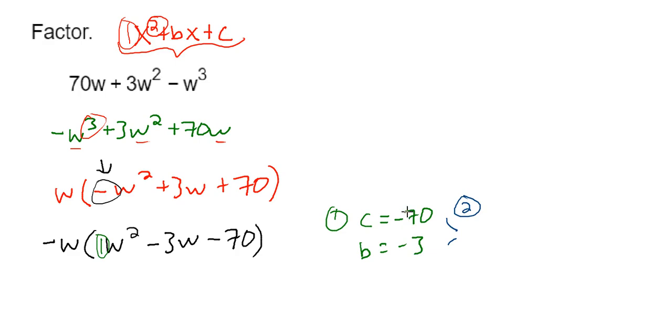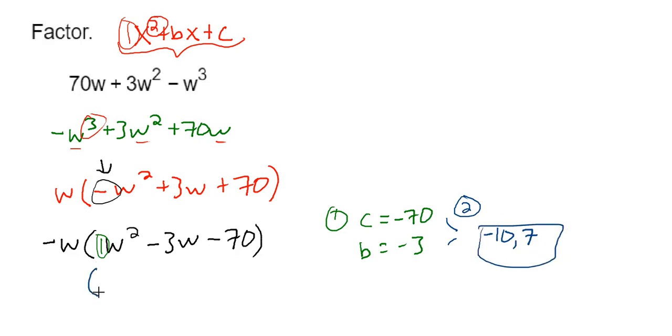And that's what I need the numbers to do, because in order to multiply to a negative, one will have to be negative, the other will have to be positive. And when I add two numbers like that, they actually subtract each other. Negative 10 plus 7 gives me negative 3. Negative 10 times 7 gives me negative 70. So these are the two numbers you're looking for.